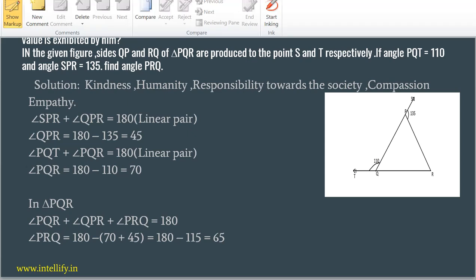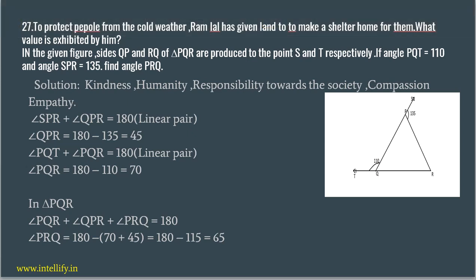Now the question is, in the given figure, sides QP and RQ of triangle PQR are produced to points S and T respectively. If angle PQT is equal to 110 and angle SPR equals 135, then we need to find the angle PRQ. We need to find this angle here. This angle we need to obtain, PRQ.